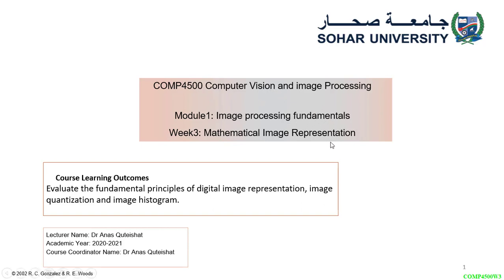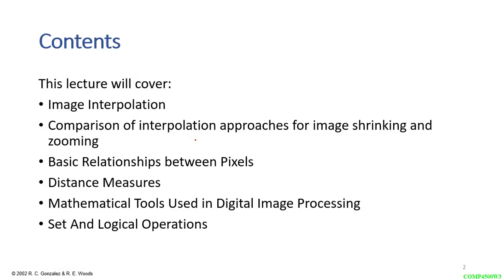Here we are going to talk about the mathematical image representation. How do we represent images in terms of mathematical equations? Now, the contents of this lecture: we are going to talk about image interpolation, comparison of interpolation approaches, basic relationships between pixels, how we measure the distance within an image, mathematical tools used in image processing, and finally we are going to talk about the set of logical operators inside an image.